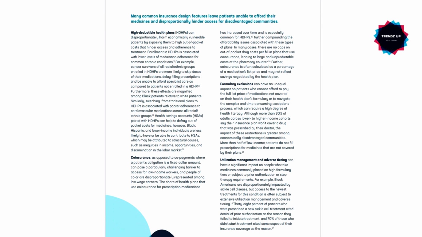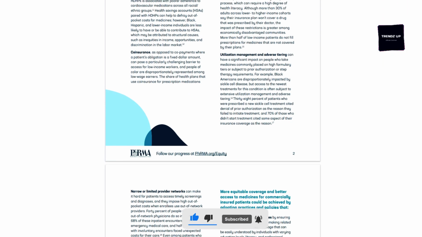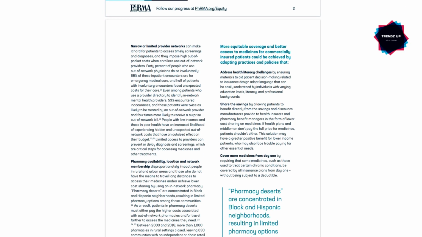Here is the formulary exclusion and utilization management, and the insurance narrow network of limited providers. More equitable coverage and better access to medicine for commercially insured patients can be achieved by adopting policies that address health literacy challenges, ensuring materials are easily understood by individuals with varying education levels and professional backgrounds.